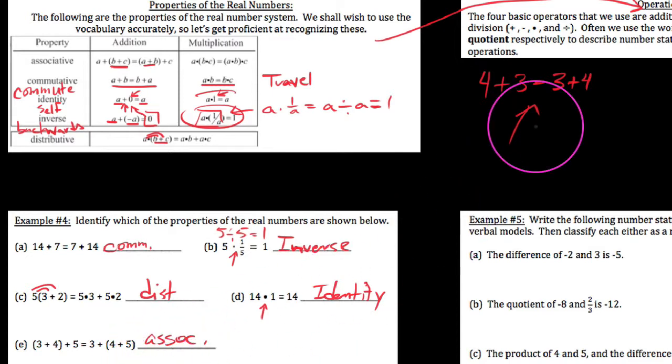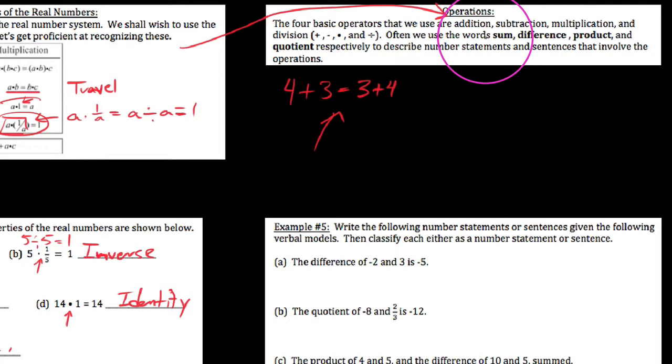So really quickly, we do have 4 operators. I just want to be clear on this. Because we write a lot of number sentences using these properties as well, but we say we use the words sum, difference, product, and quotient respectively to denote addition, subtraction, multiplication, and division. So when you hear quotient, for example, I want you thinking division.